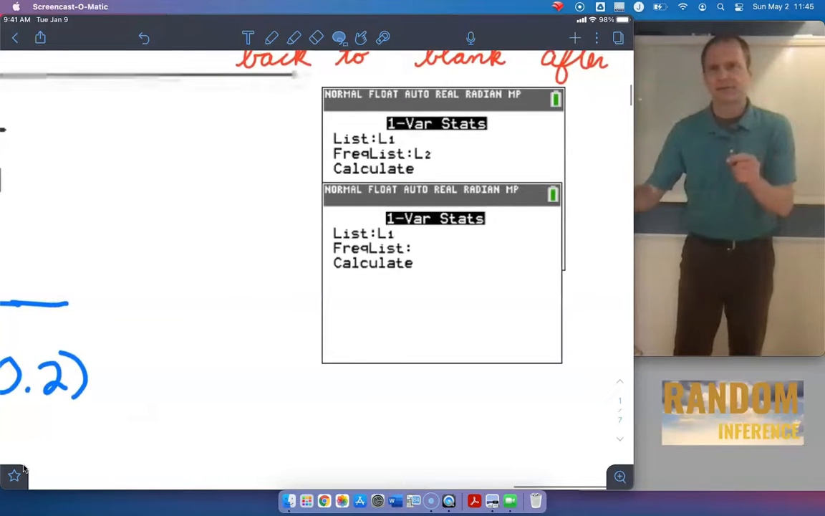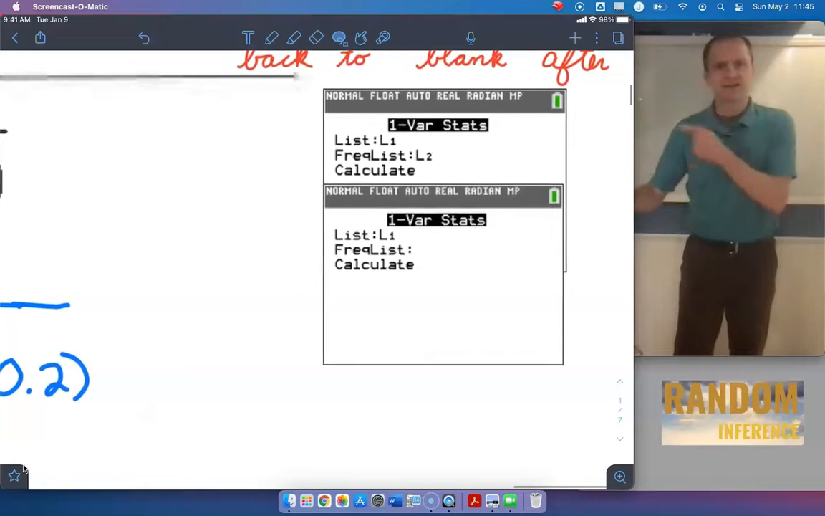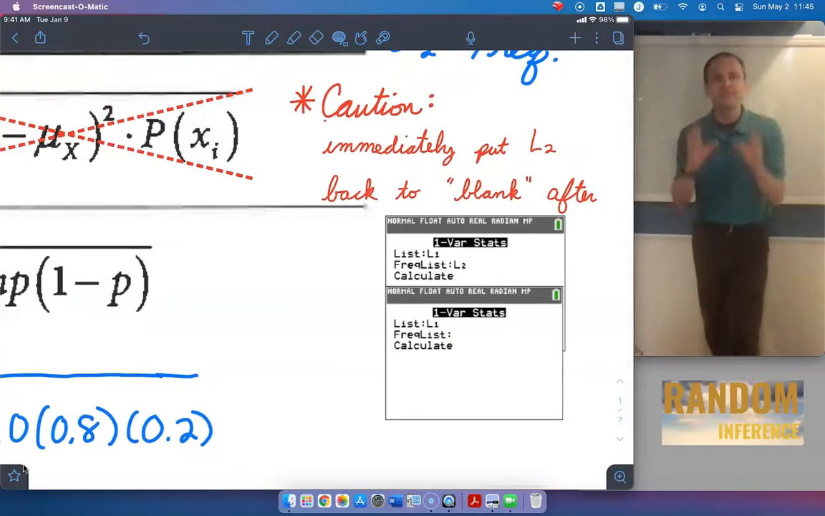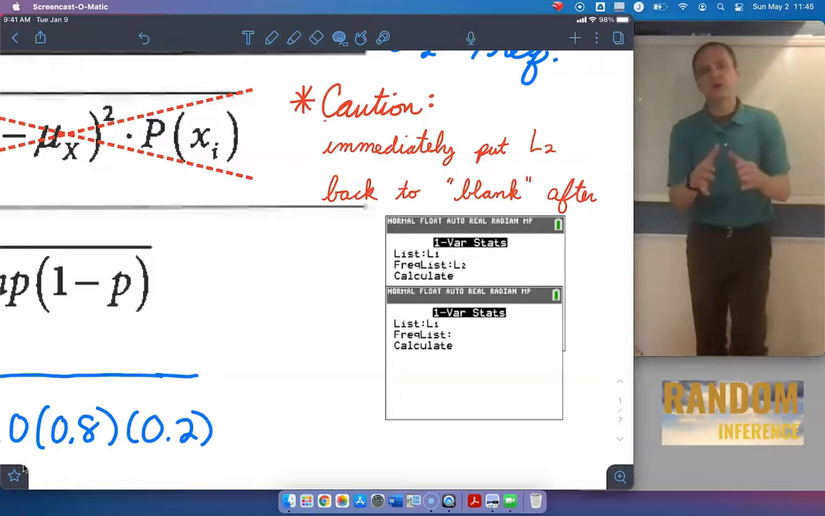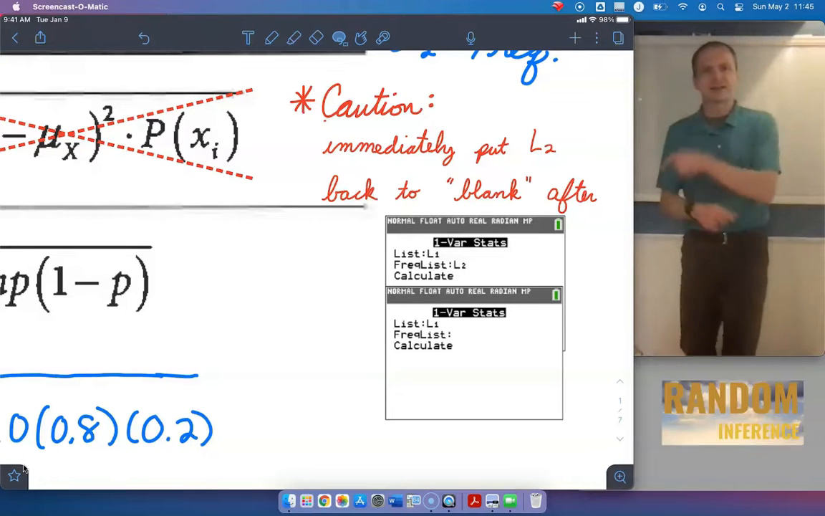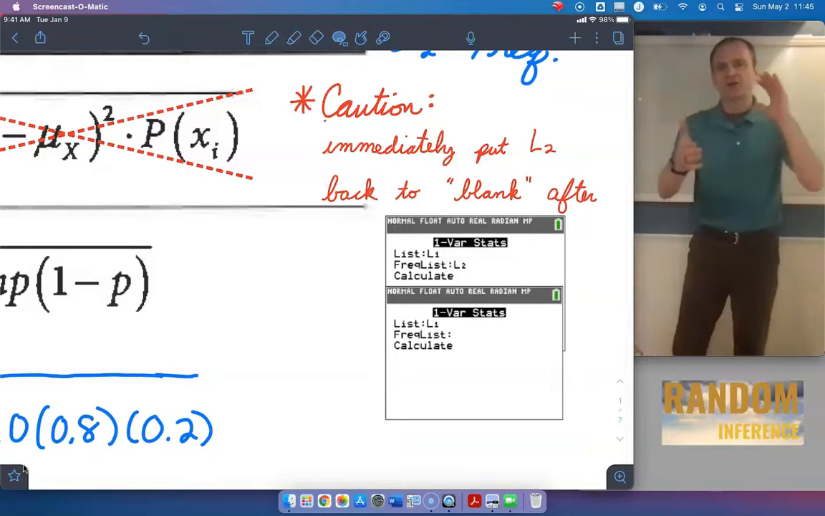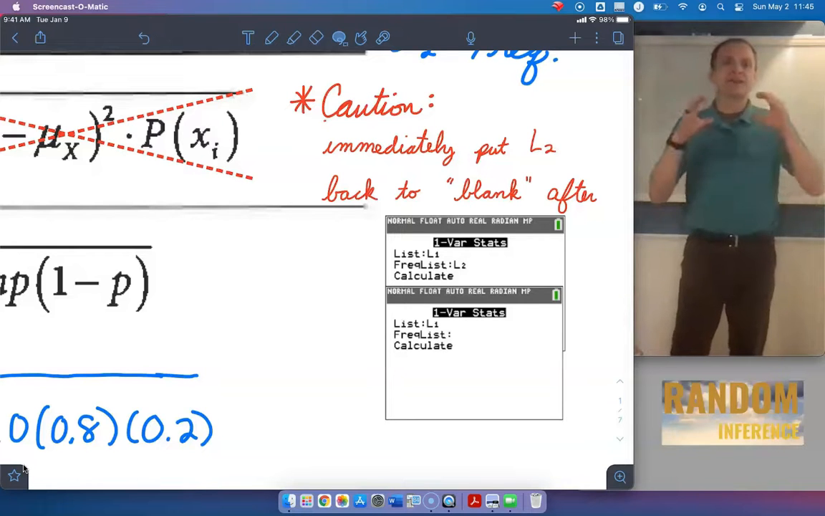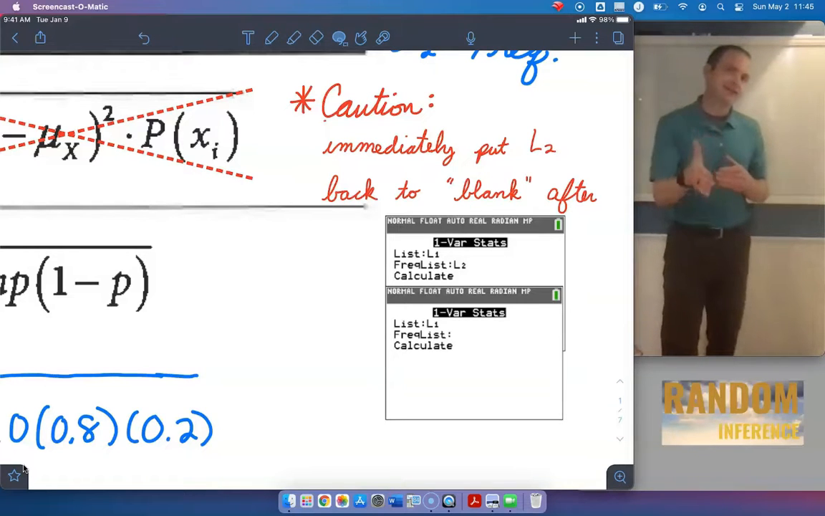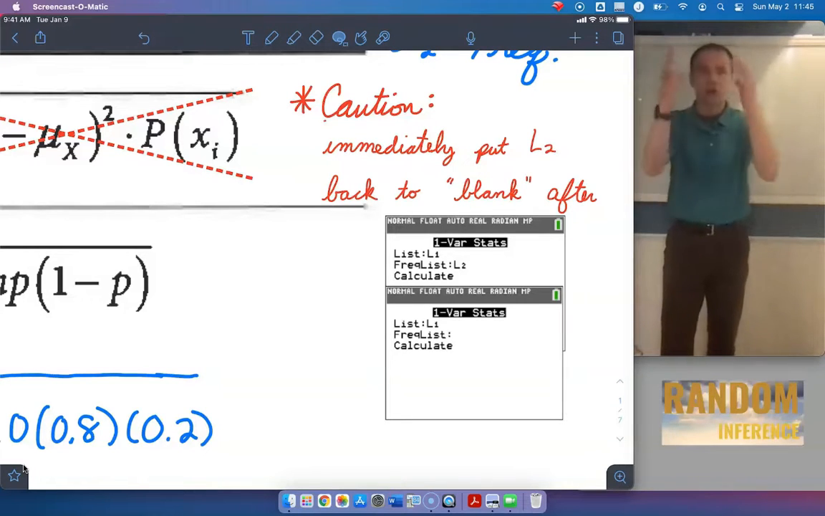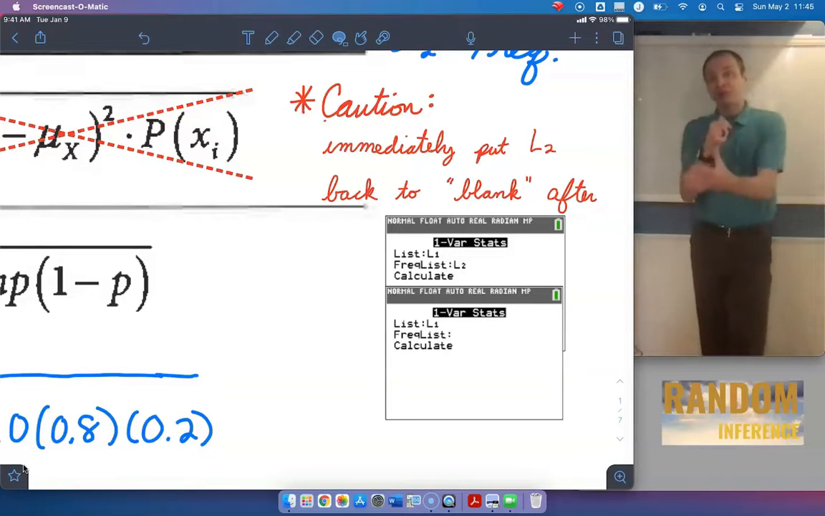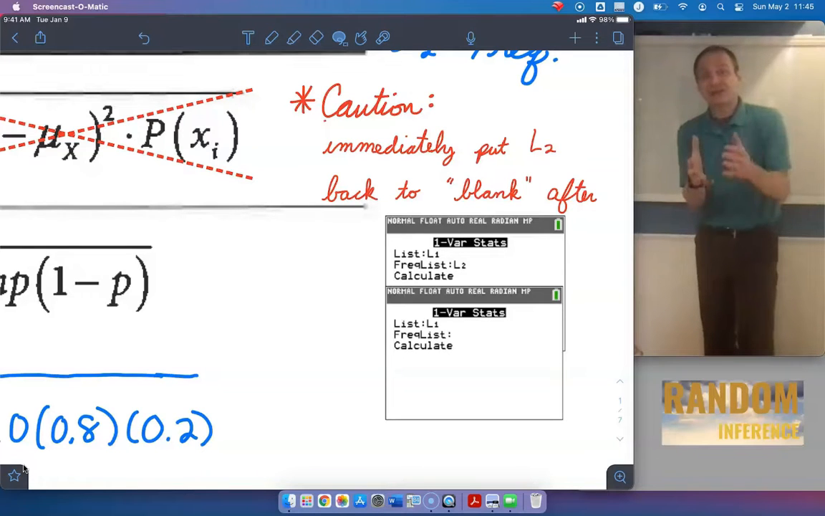be extremely careful, because you may need this list feature later on in the test. So you can see this caution here. Immediately after you use it, go back into one variable stats. You see that picture right at the bottom? Make L2 blank. Clear it out in that one variable stats. Because if you're asked to find the standard deviation of a discrete random variable on, let's say, multiple choice question 7, but you need this list feature on multiple choice question 32, well, you better delete that, otherwise you're going to get the wrong answer.